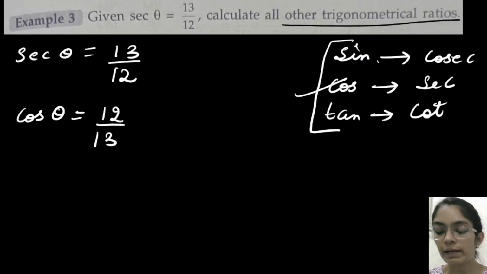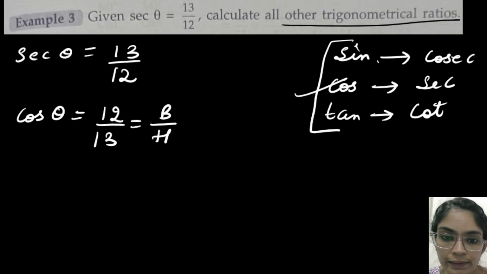Now the remaining 5 we have to find. Yes, Shashank has found sine also. So what we have to do, see, we will just assume. We know the formula of cos. The formula of cos is base by hypotenuse.